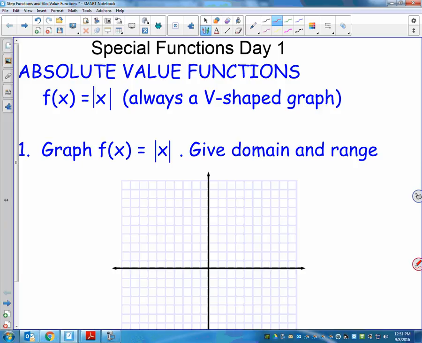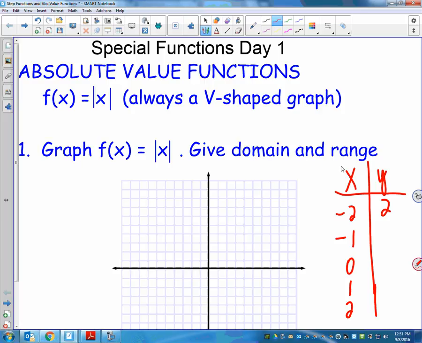Absolute value is always positive, which means when you graph it, you always get this V-shaped graph. So if we graph the absolute value of x, pick some points, like -2, -1, 0, 1, and 2. Definition of absolute value: a number's distance from 0. So when I plug in a negative number, I get out a positive number. When I plug in a positive number, I get out a positive number. Yes? So when I plug in -2, I get 2. When I plug in -1, 1, 0, 1, 2.